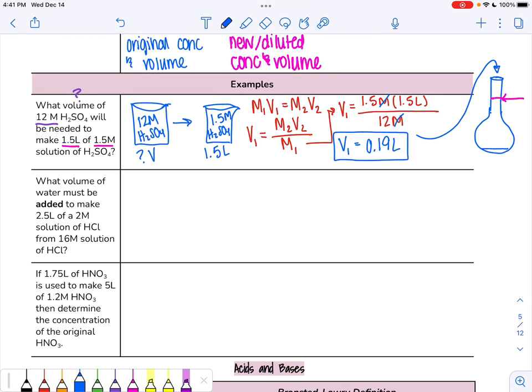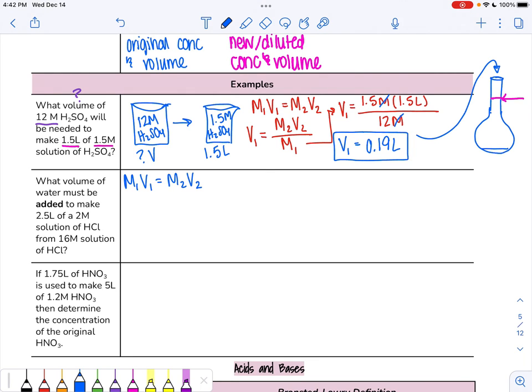What volume of water must be added to make 2.5 liters of a 2 molar solution of hydrochloric acid from 16 molar solution of hydrochloric? So again, think about what this one is asking you for. I have a 16 molar solution of HCl. That's my concentrated acid. I want to make a 2 molar solution of HCl, and I know I need 2.5 liters of it. So let's start out with our formula.